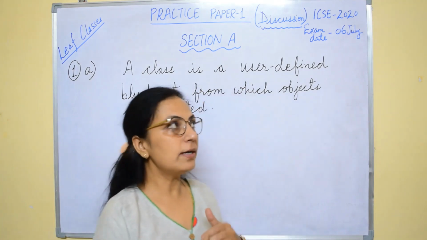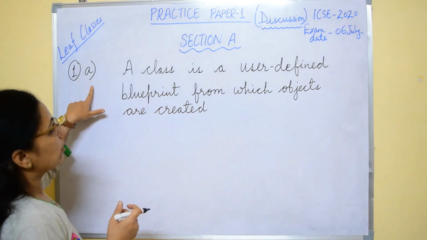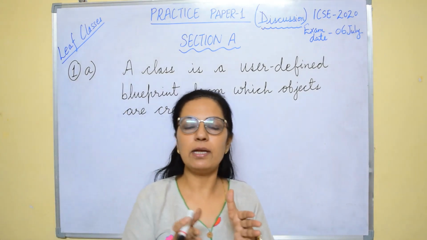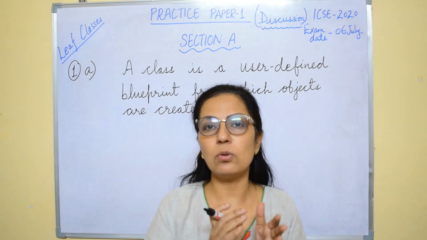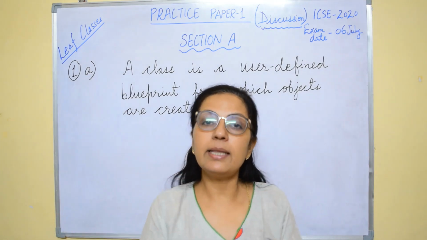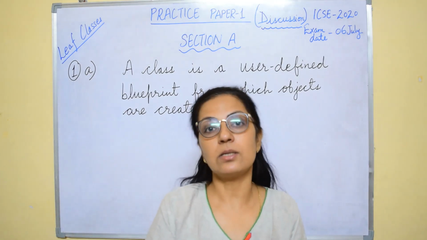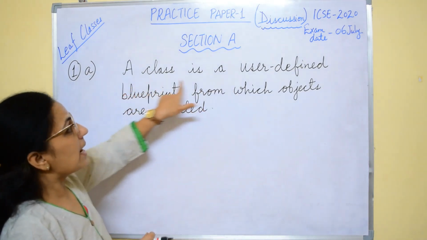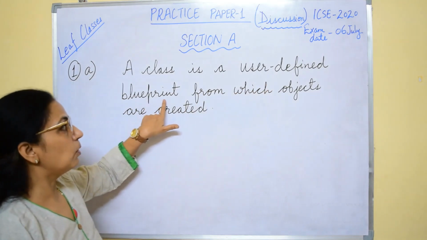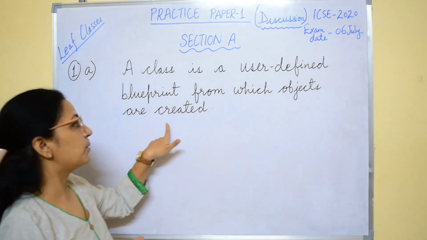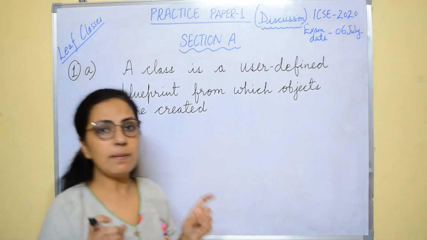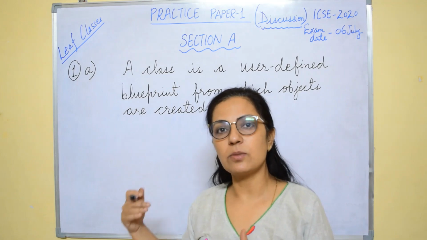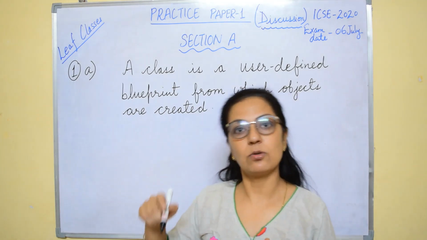So the first question, A part, is define class. You just have to give a very precise definition, you don't have to elaborate. Read the question carefully, see what is asked, and just write the answer to that. A class is a user-defined blueprint from which objects are created. A simple definition is sufficient, and you can write just this much for a define class question.